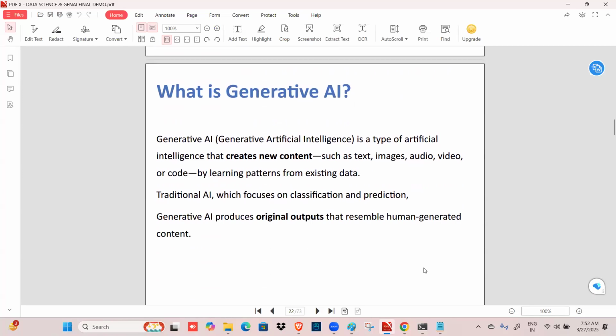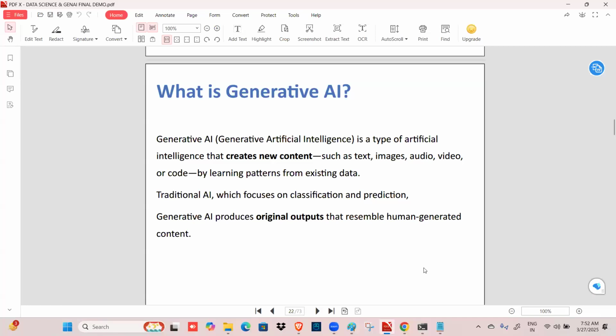And when it comes to generative AI, it is also one of the subfields of artificial intelligence. But here, what is the role of Gen AI? It is going to create new content, such as text, images, audio, video or code, by learning the patterns from the existing data. So from the existing data.